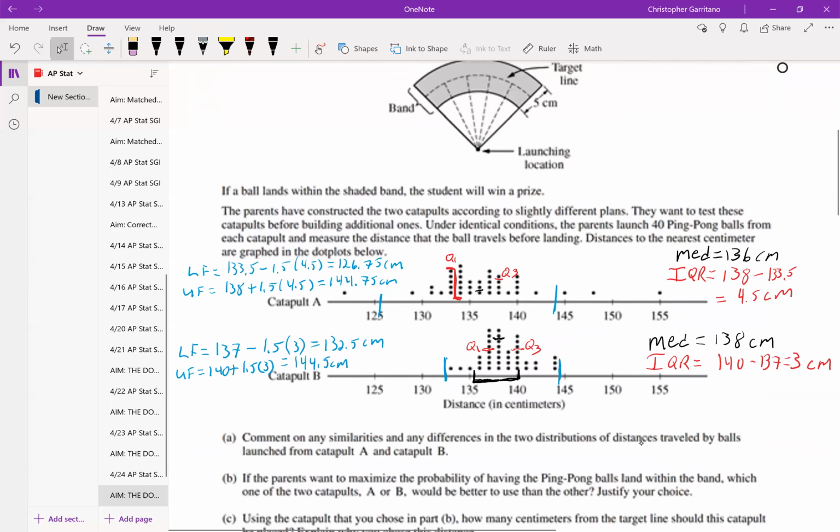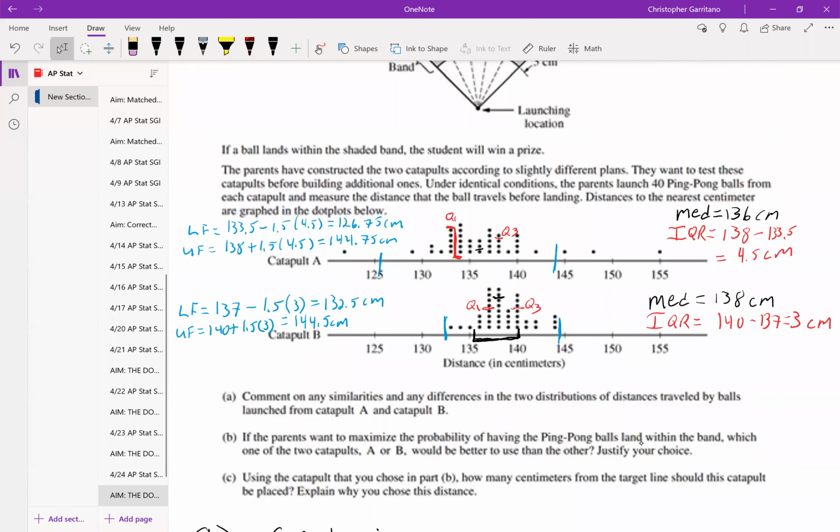Let's get right into the problem. Part A: comment on any similarities and any differences in the two distributions of distances traveled by balls launched from catapult A and catapult B. The important thing for a problem like this is to understand that we're not just looking for two separate lists of statistics from these two catapults. What we're interested in is a comparison of those statistics. So we need to use compare words like greater than, less than, equal to, something along those lines.